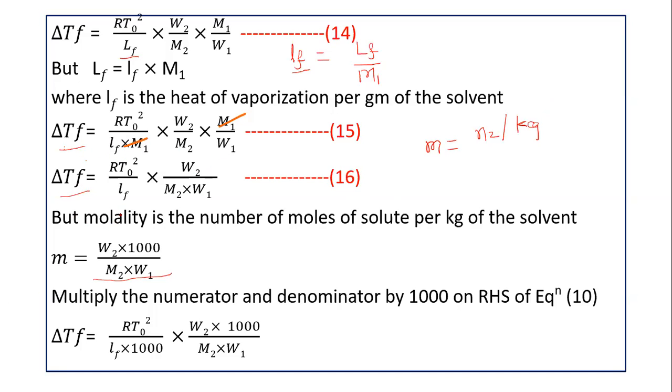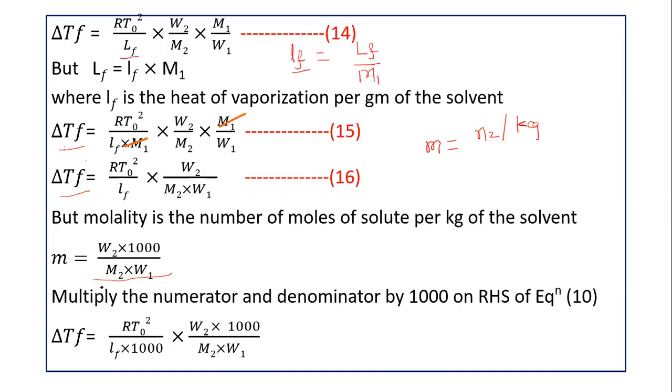Now if the weight of the solvent is given in grams, the expression for molality can be written in this way: W2 into 1000 divided by M2 into W1. In equation 16 we can multiply the numerator and denominator by 1000 on the RHS. So we can write equation 16 as delta TF equals RT0 square upon LF into 1000, equal to W2 into 1000 divided by M2 into W1. So equation 16 can be written in this way.